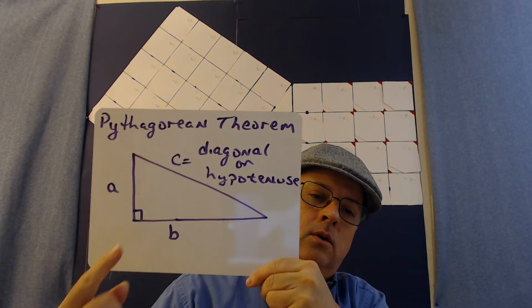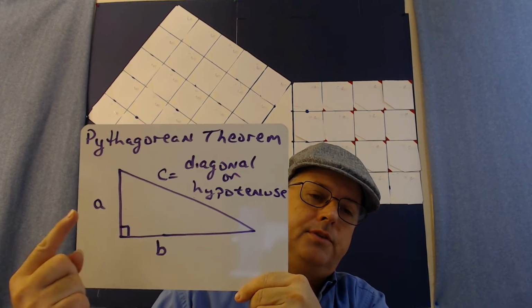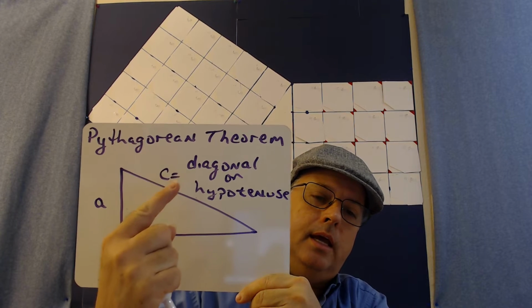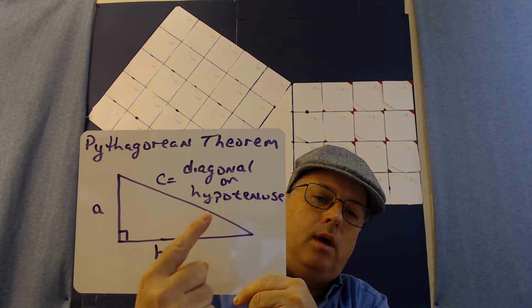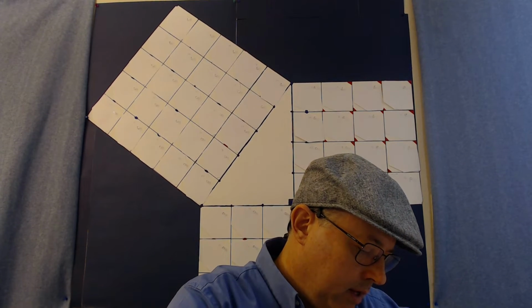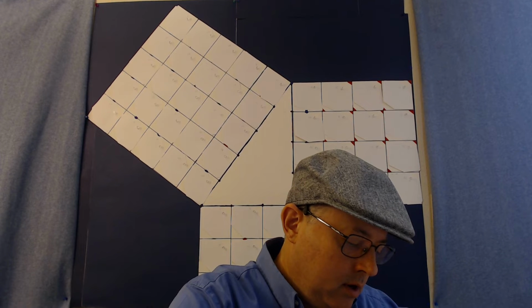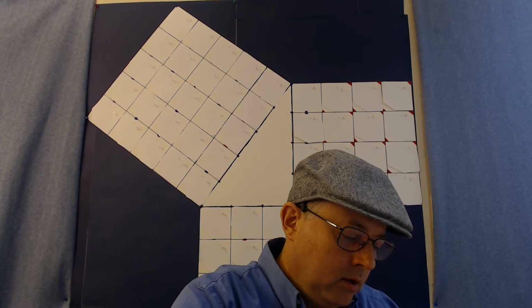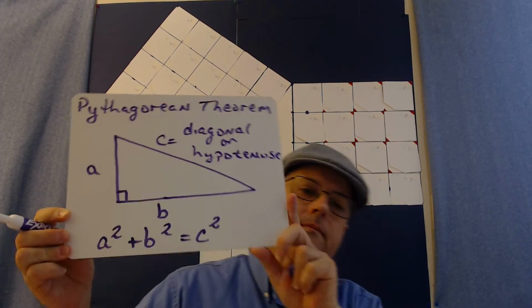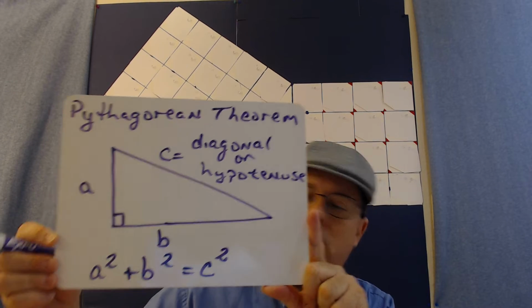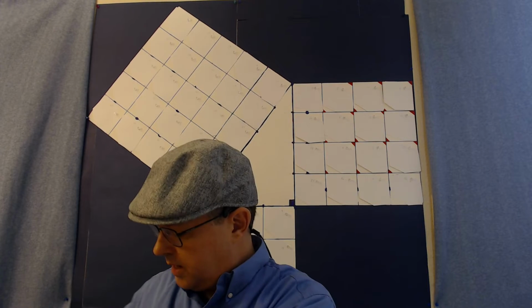Okay, so we have a right triangle. We have side A and side B and side C, which is the diagonal or the hypotenuse. And the Pythagorean theorem says that the side lengths of the right triangle are related by a squared plus b squared equals c squared. All right, so now let's show some examples of that idea.